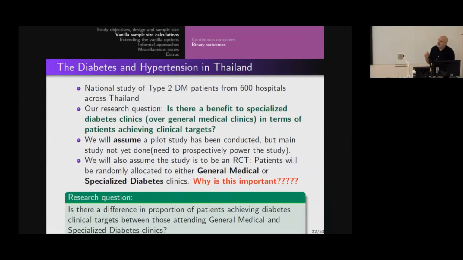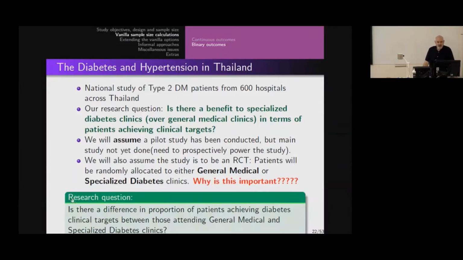But the other reason it's important is that if it's an RCT, we can use a simple analysis, a bivariate analysis, to actually conduct it. If it's multivariable, these sample size calculations won't work because they're an oversimplification of the problem.